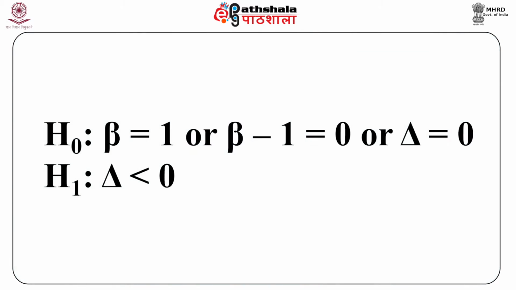Now, before we proceed to the testing procedure, it must be noted that if this delta is equal to 0, which implies that beta is equal to 1, then this would imply that our model is a random walk process and hence is non-stationary. So keeping that in mind, we make the following hypothesis. Let me repeat again: H naught is beta equal to 1, or beta minus 1 is equal to 0, or delta equal to 0. And the alternative hypothesis is that delta is less than 0.